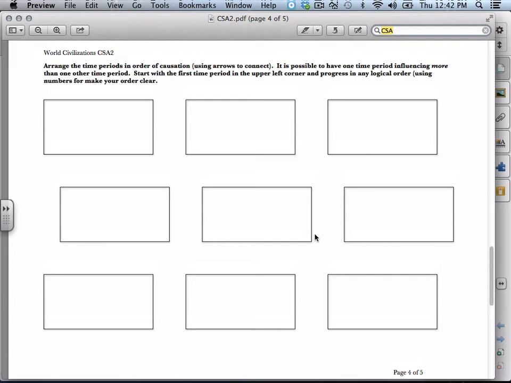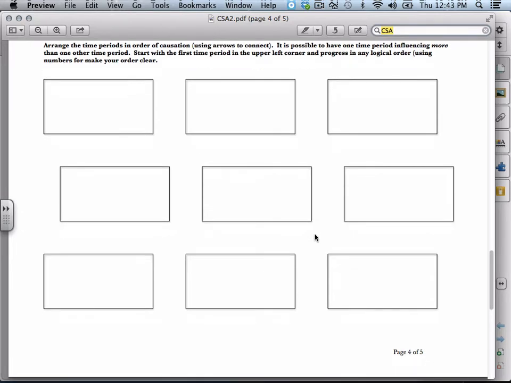So do we just write the Crusades like that? If come finals day you believe Crusades is the first one, then yes, you would. These will not be up here.